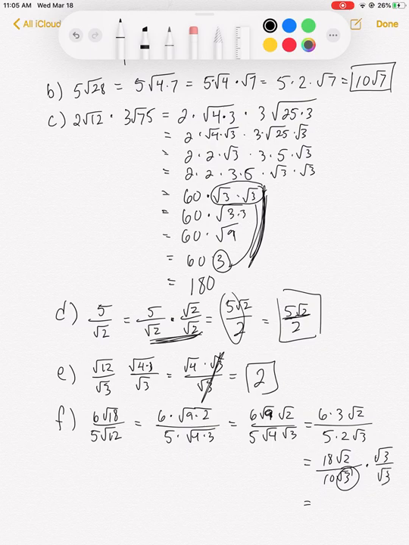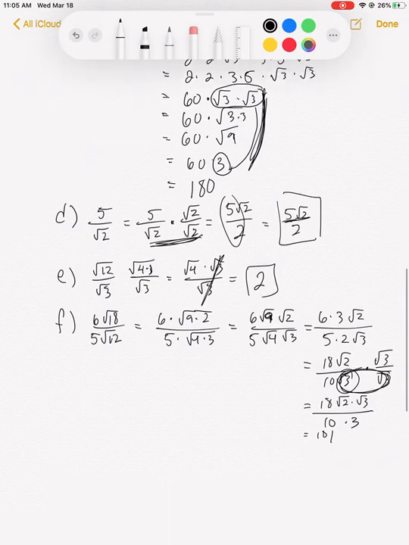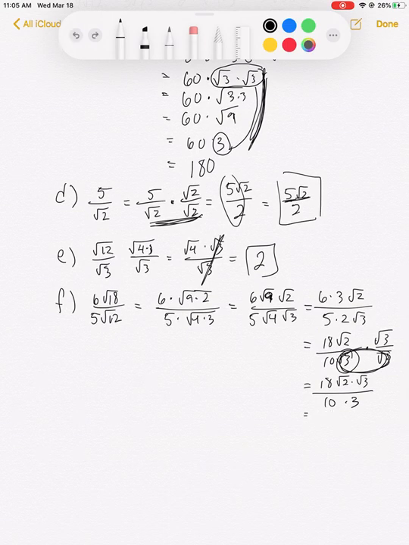This will make 3, right? These two together make 3. And so we have 18 square root of 2 times square root 3 over 10 times 3. And when we simplify this more, we get 18 over 30. Oops, here I'm going to run out of room. Back up a bit. We get 18 square root 6 divided by 30.